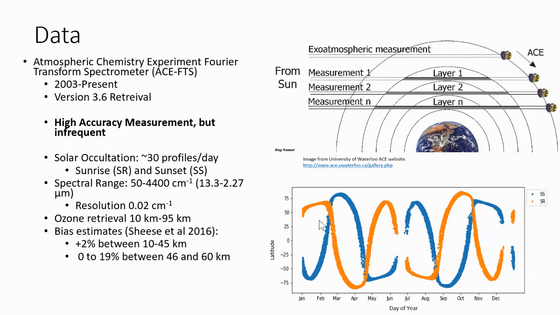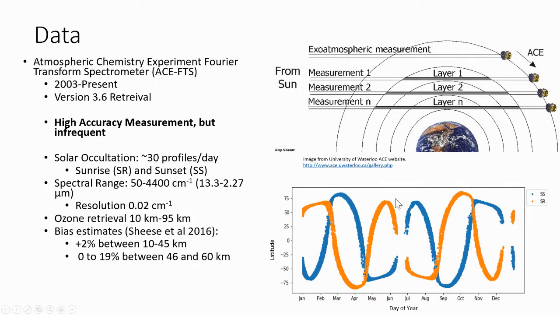The first part of our validation is retrievals from the Atmospheric Chemistry Experiment Fourier transform spectrometer, which is a solar occultator that was launched in 2003. We are using the version 3.6 retrieval. It's a high accuracy measurement, but somewhat infrequent because, as a solar occultator, it requires the measurement to be looking directly through the atmosphere at the sun. So there's about 30 profiles a day with measurements made at sunrise and sunset locally.